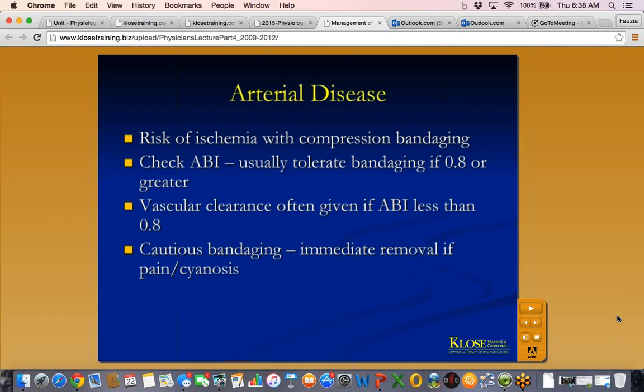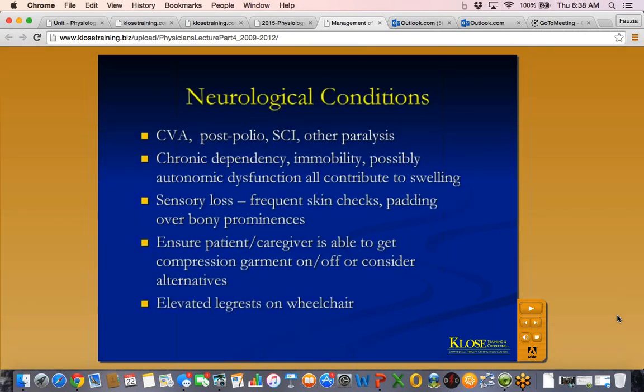If a patient has pain or cyanosis, blueness in their extremity after bandaging, then you can quickly take that off and reassess. For neurological conditions, if the patient's had a stroke or post-polio spinal cord injury, you might be careful with the bandaging. If they have chronic dependency, immobility, possibly an autonomic dysfunction that are contributing to the swelling, you may not want to do the bandaging then.